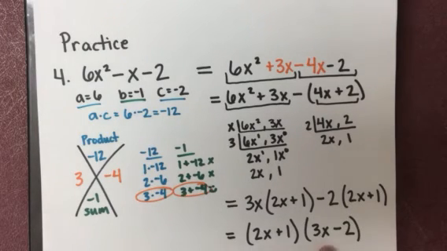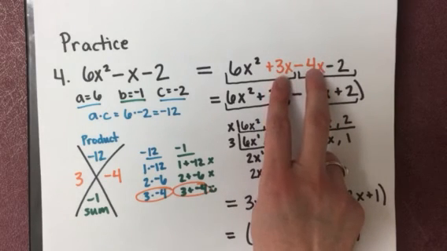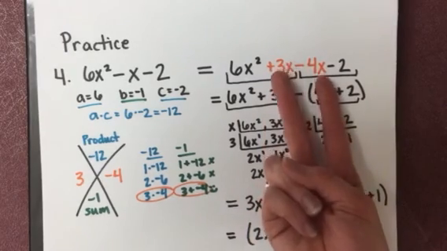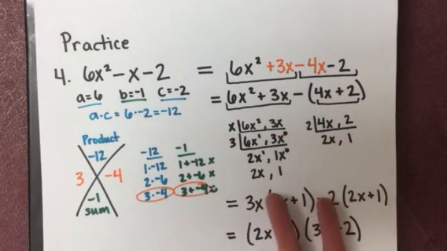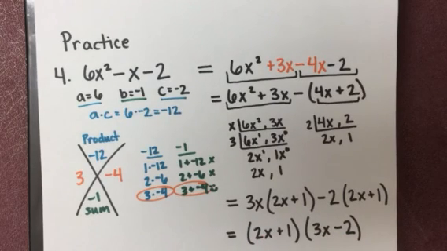Our final answer, written as two sets of parentheses, is 2x plus 1 and 3x minus 2. Keep in mind, depending on how you set up those two terms, 3x and negative 4x, if you switch them, your work throughout here would also be switched. But your final answer should still be the same, 2x plus 1 times 3x minus 2, or again, those could be switched, having 3x minus 2 and 2x plus 1.